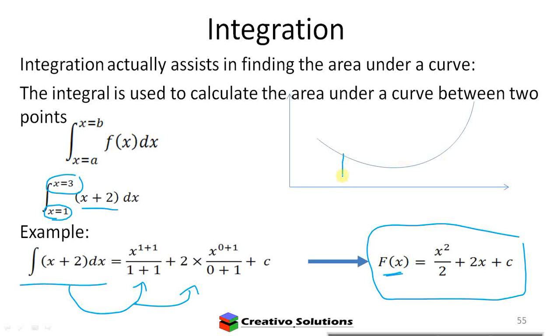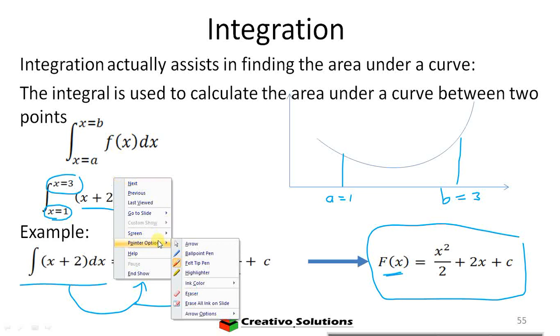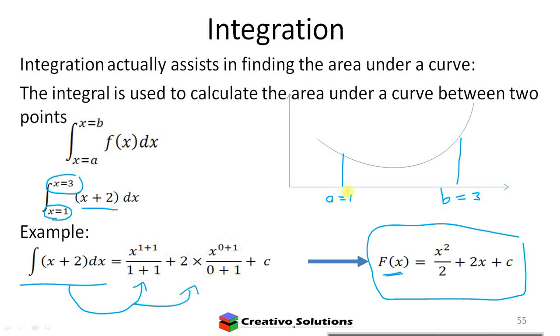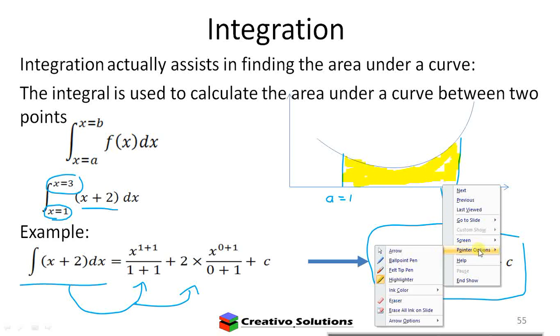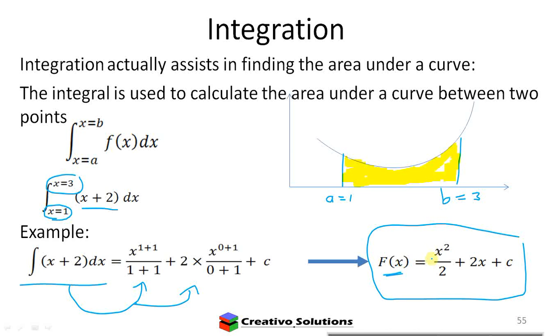So if you're looking at from 1 to 3, if A is the 1 and B is the 3, you're looking at from one point to another. And what integration does is it gives us the area under the graph. So this bit over here can be calculated using the integration. But all I need to do is find the definite integral for this term.